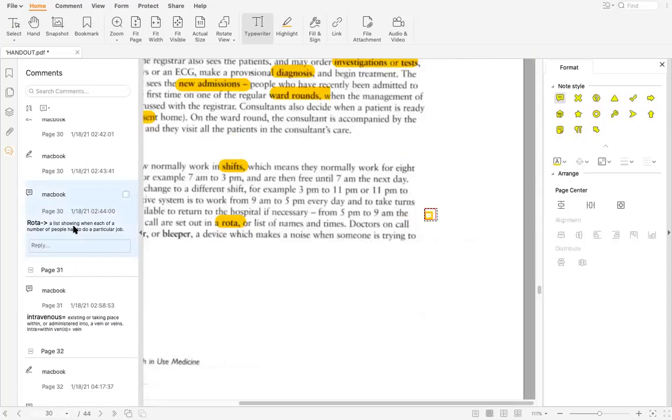What is the meaning of rota? Rota means a list showing when each of a number of people has to do a particular job. So a rota is a list with the names of the doctors and their jobs, their tasks.